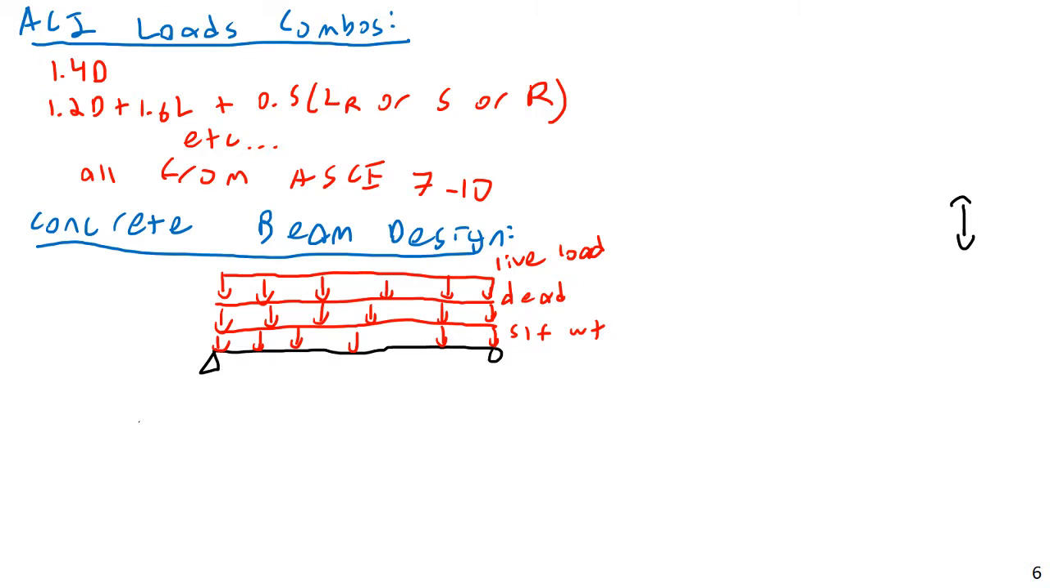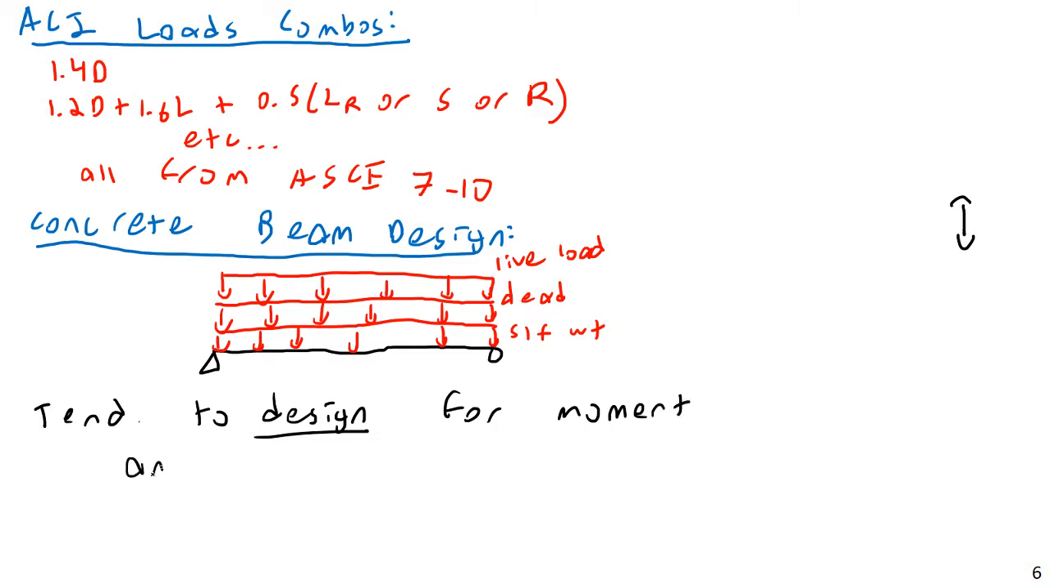Now, there are some cases where it does happen, so whenever we're designing a beam, we do have to consider shear, and we have to calculate its shear capacity. But because moment is what tends to control, we tend to design for moment and then merely check for shear. We will design beams for moment and check for shear.